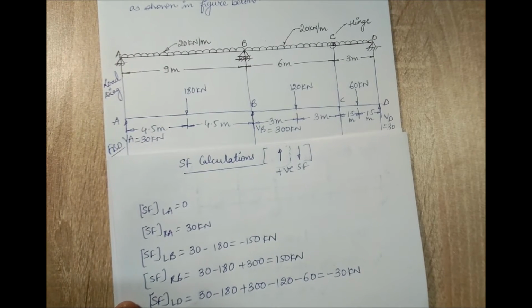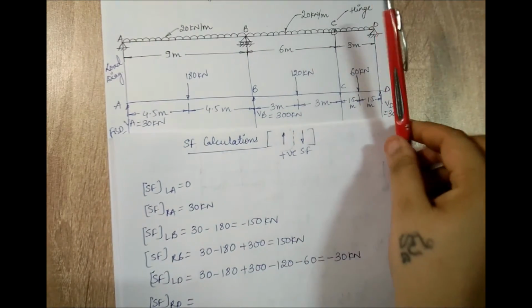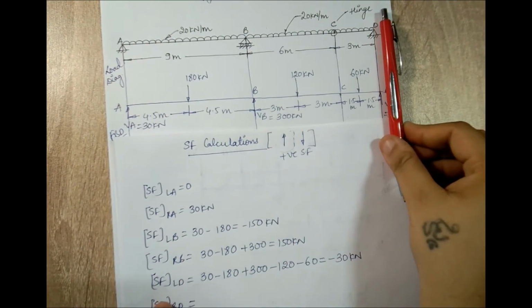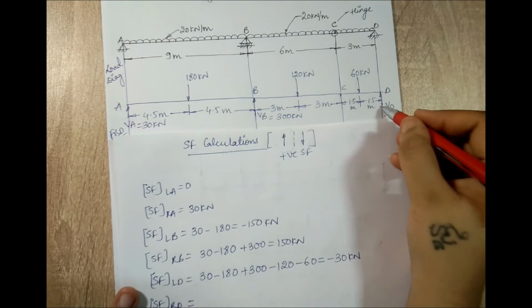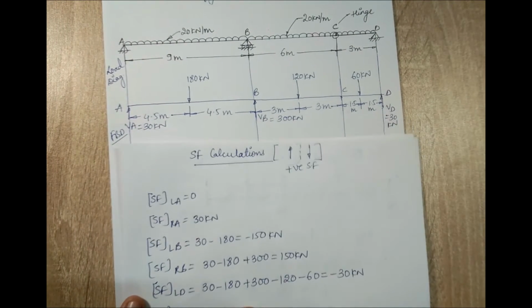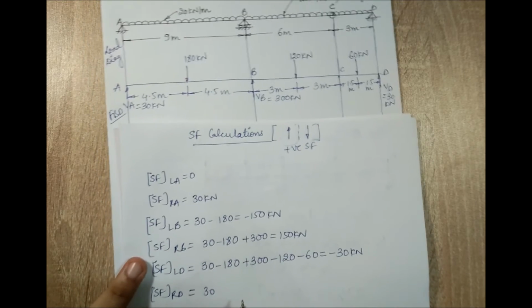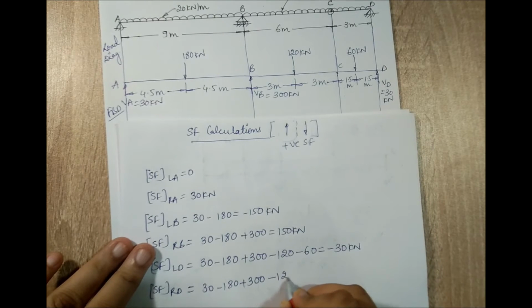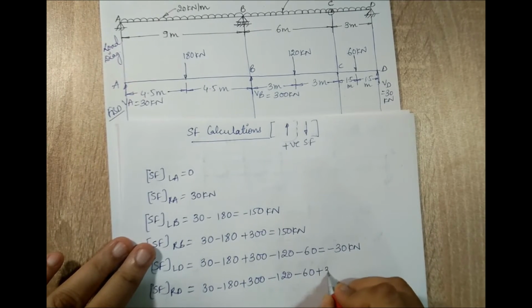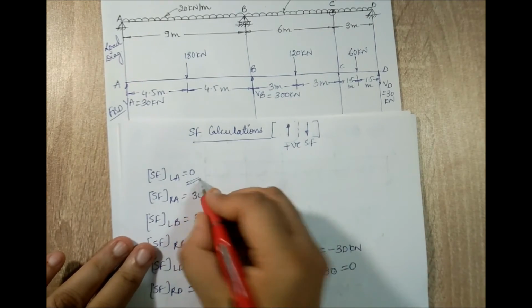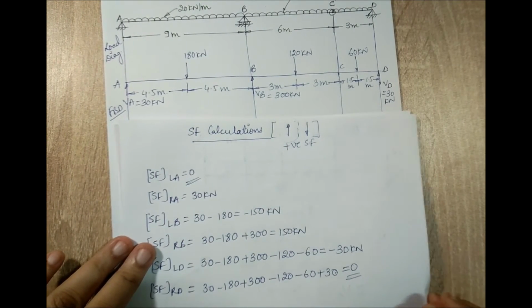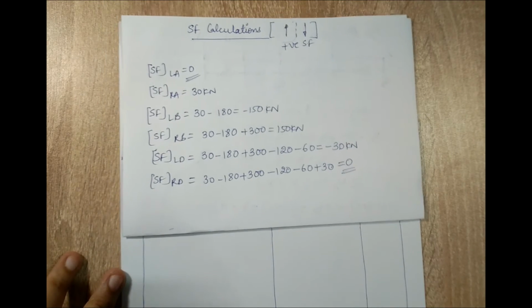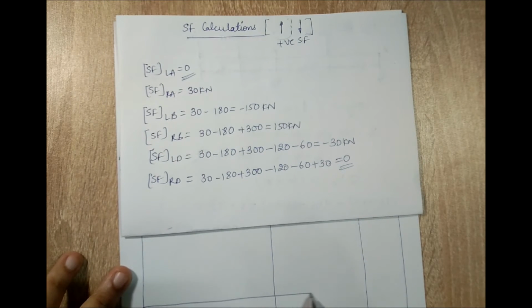Next, I'll calculate the shear force to the right of D. Very important, I should get the value as 0. For right of D, apart from all these values, there is one more value which will be visible, that is this 30 kilonewton. So I will have 30 minus 180 plus 300 minus 120 minus 60 plus 30. Here it was minus 30, I added 30, it becomes 0. So I start from a 0, I end at a 0. My values are correct, I'll plot my SF diagram. I'll draw at the center portion somewhere. So this is my line.